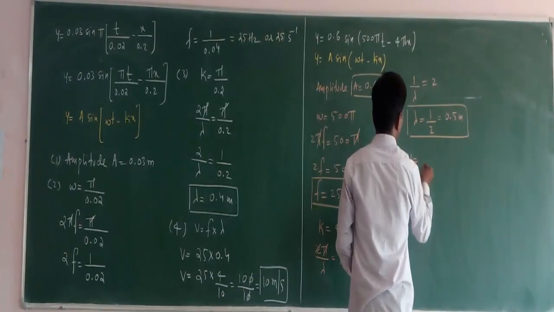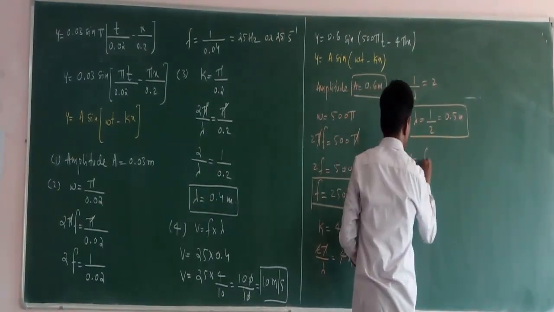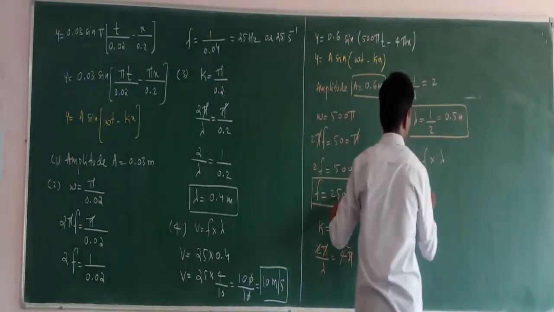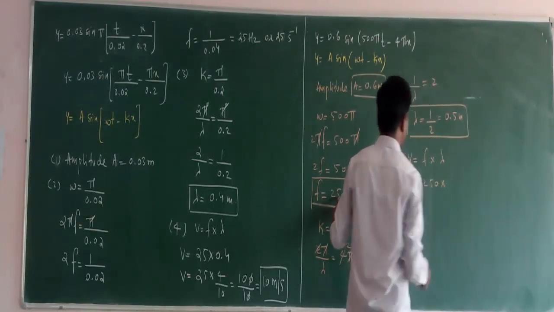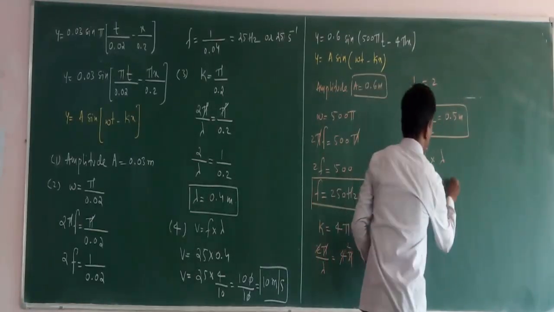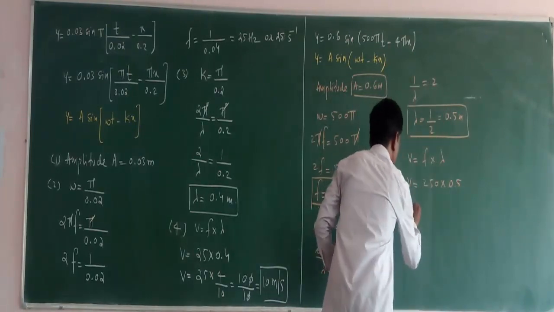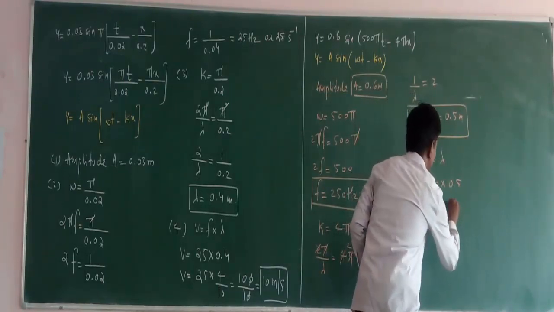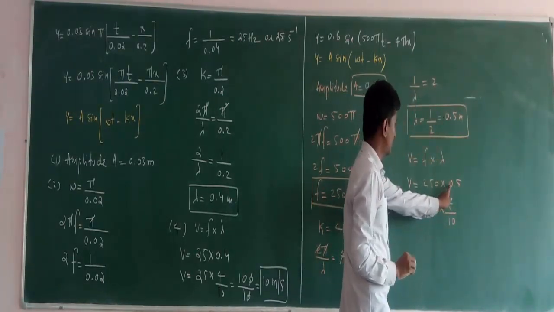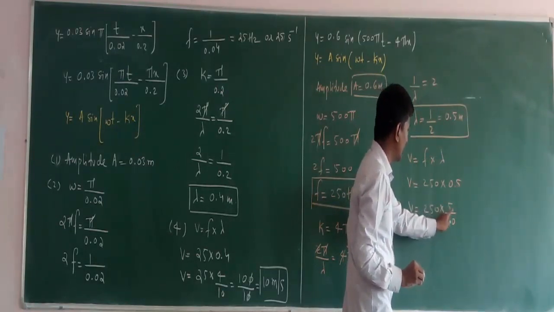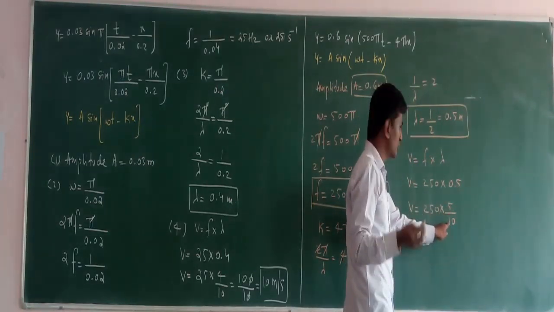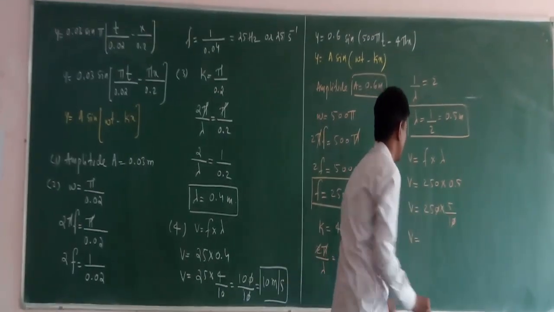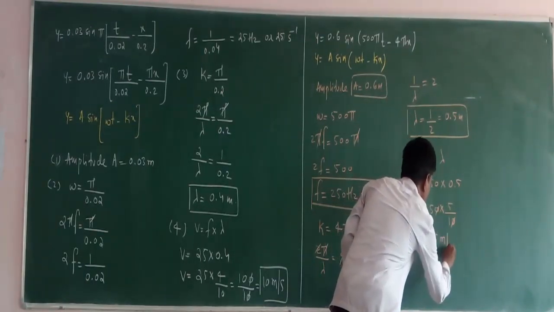And the last is your wave velocity. So wave velocity is nothing but your frequency multiplied by wavelength. Then V equals, frequency is your 250 hertz, multiplied by wavelength. Wavelength is 0.5. Then V equals 250 multiplied by 0.5. This 0.5 can be written as 5 divided by 10. This 0 gets cancelled out. Then V equals 25 multiplied by 5. It gives you 125 meters per second.